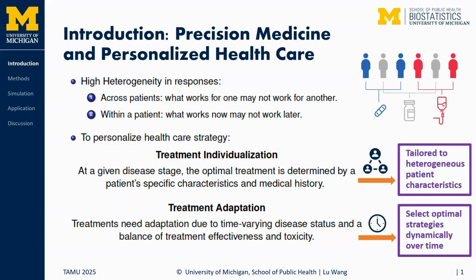And in the meanwhile, we also want to account for the time-varying things. And therefore, we will have the treatment adaptation. We want to adapt the treatment over time due to the time-varying disease status, and also want to balance the treatment effectiveness, maybe side effects, cost, and everything together. So that means over time, we want to select the optimal treatment strategy dynamically.